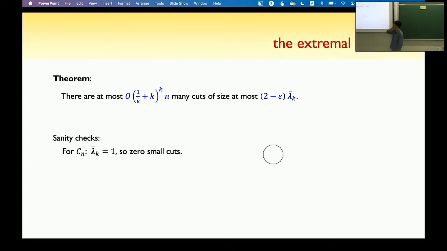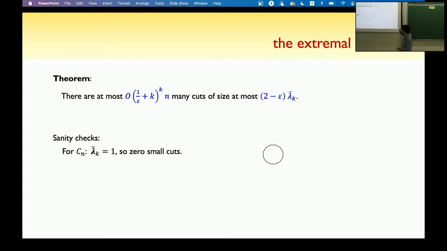If you look at the cycle with n vertices, then for any k, lambda k bar is 1. As long as epsilon is strictly greater than 0, this bound is trivially true, because every cut has at least 2 edges. So if epsilon is greater than 0, there's no cut whose size is at most 2 to the epsilon times lambda k bar. But when you set epsilon to be 0, when you allow 2 times lambda k bar, then all of a sudden all n choose 2 cuts qualify. So we are not expecting a linear bound.